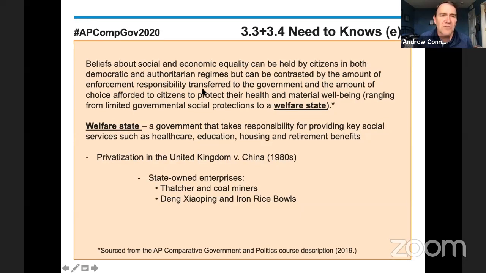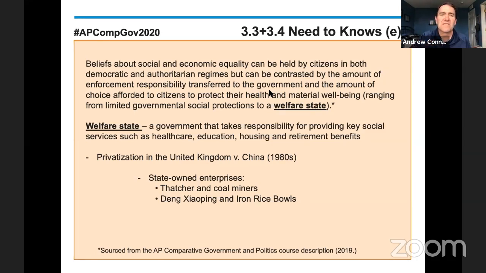In this note, we know that beliefs about social and economic equality can be held by citizens in both democratic and authoritarian regimes, but are contrasted by the amount of enforcement responsibility transferred to the government to protect their health and material well-being. And this is particularly where you see a reference in the course description to this term welfare state.